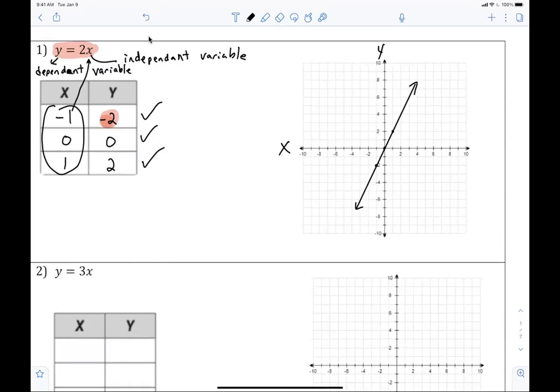Right next to the alpha button. All right, now does everybody have Y equals 2X? Yes. All right, now on the top right is graph. Hit the graph button, and it graphs it for you.